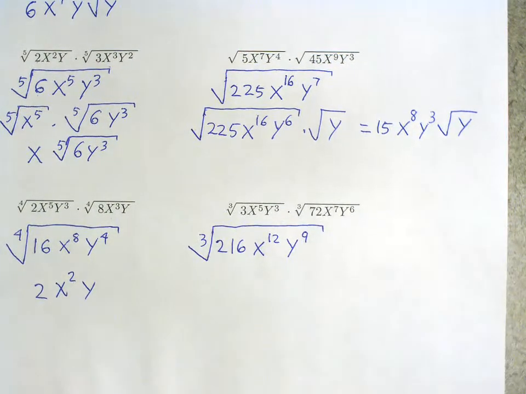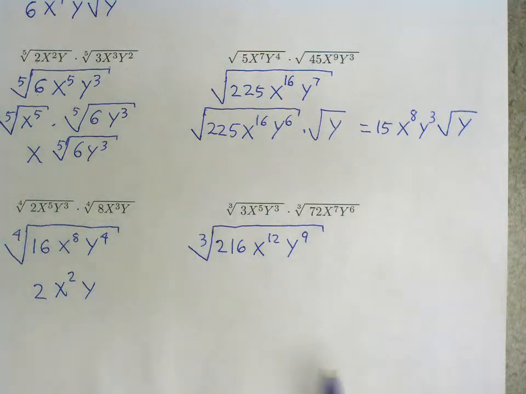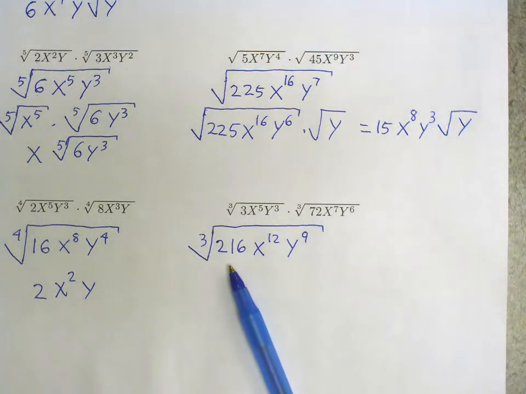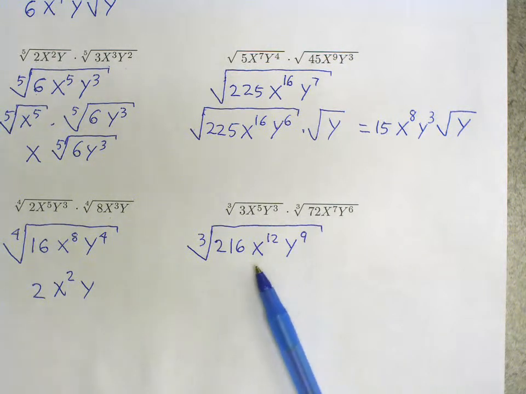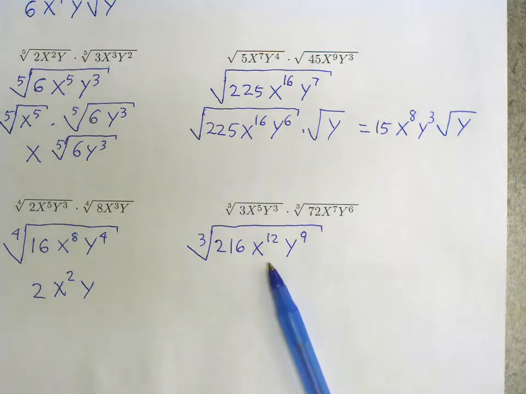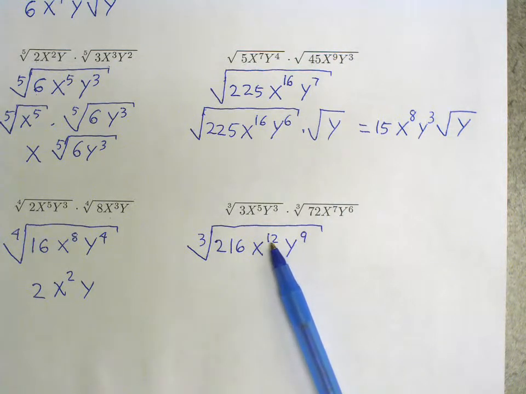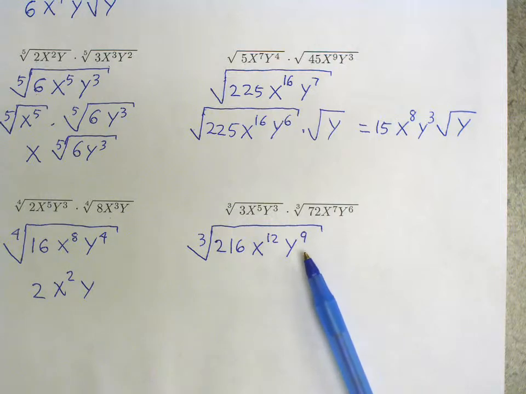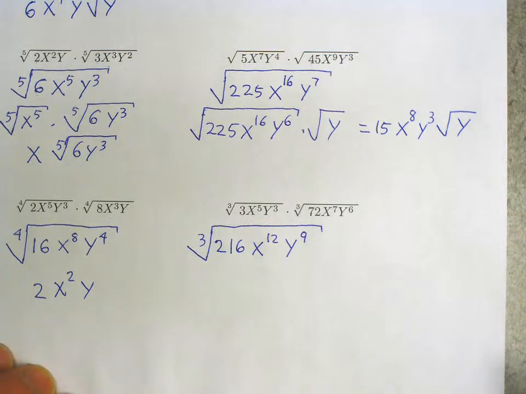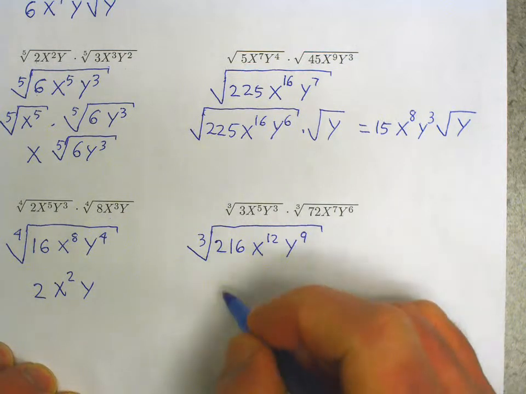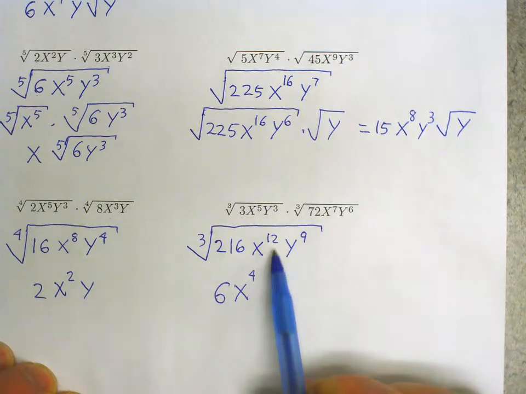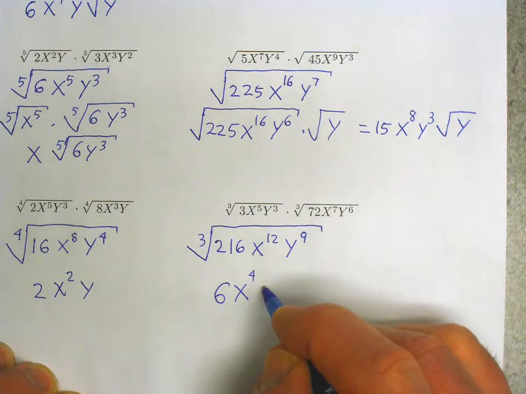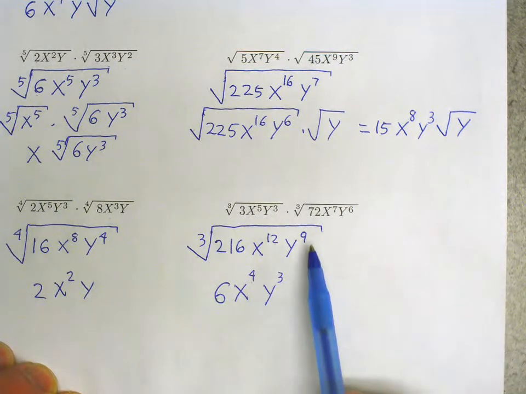Okay, this one works out as nicely as the previous one. 216 is a perfect cube because 6 to the 3rd power is 216. X to the 12th is a perfect cube or perfect 3rd power because 12 is a multiple of 3. And y to the 9th is a perfect cube also because 9 is a multiple of 3. So our next answer is the completely simplified answer. The cube root of 216 is 6. The cube root of x to the 12th is x to the 4th because 12 divided by 3 is 4. And times y to the 3rd because 9 divided by 3 is 3.